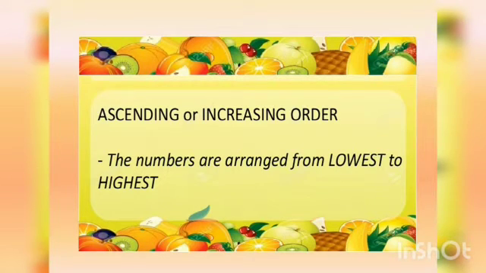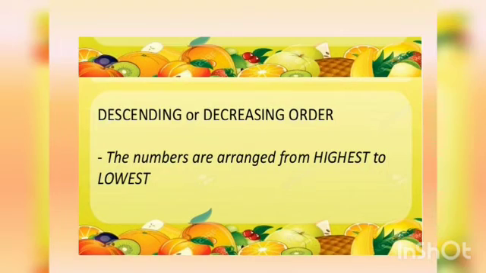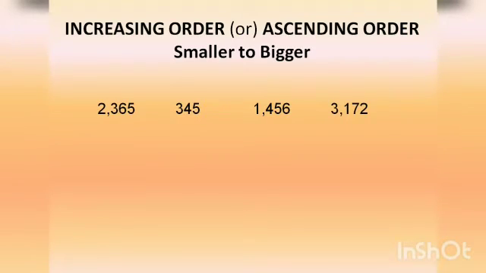In ascending order or increasing order, the numbers are arranged from lowest to highest. In descending order or decreasing order, the numbers are arranged from highest to lowest. Increasing order or ascending order, smaller to bigger.